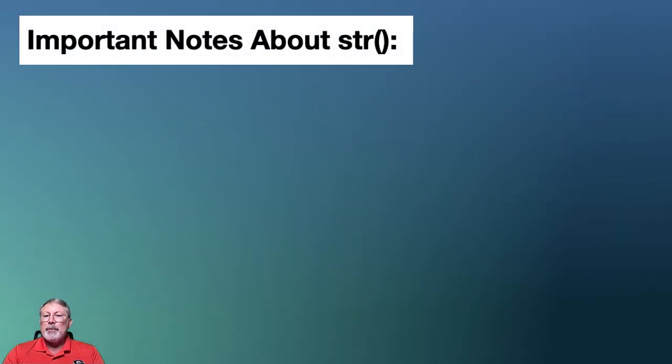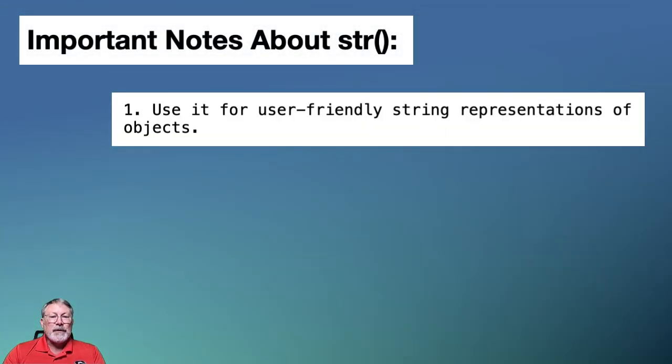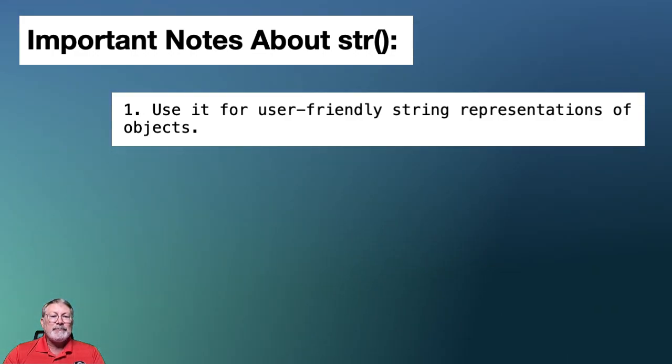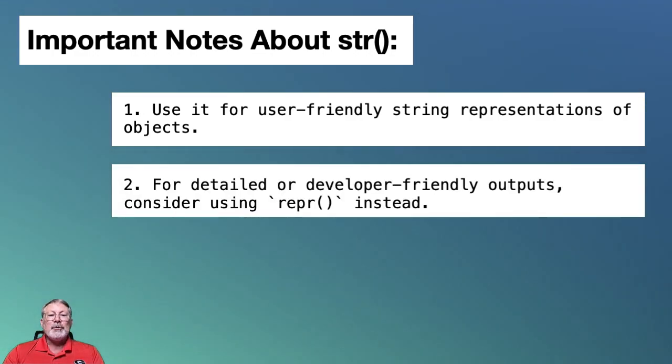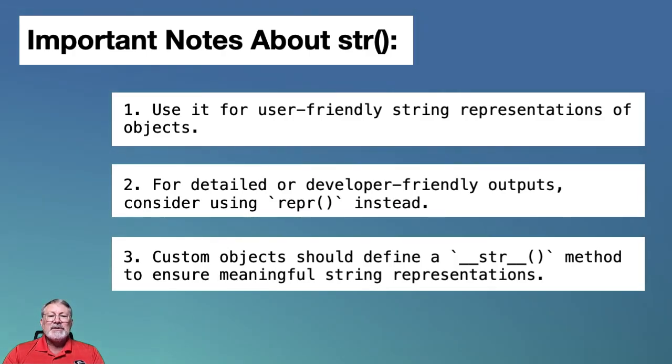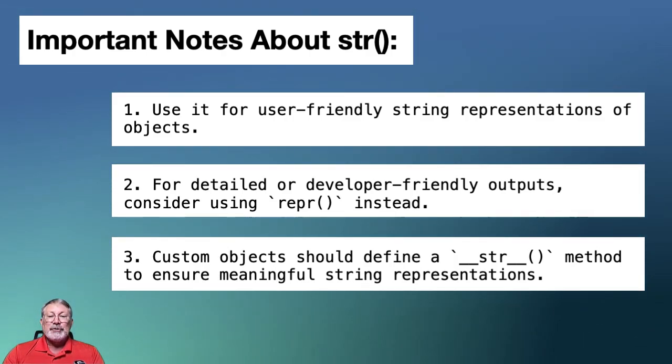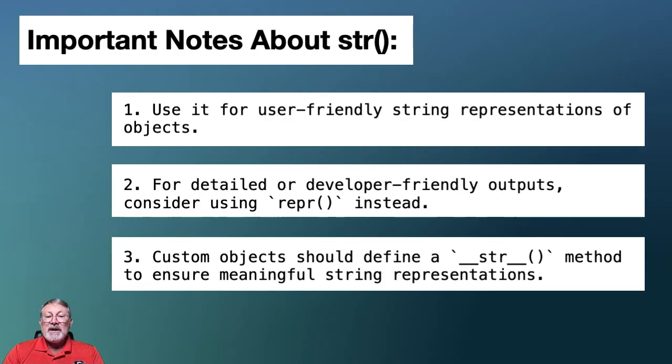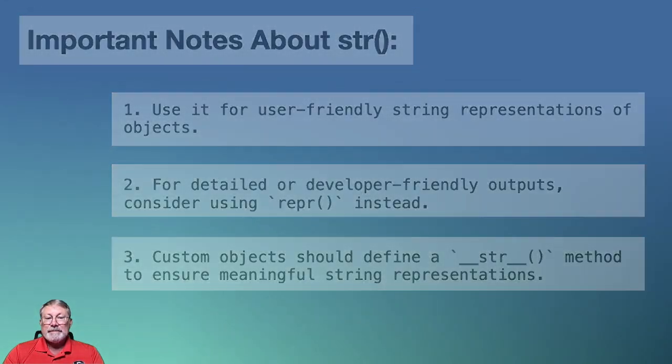Here are some important points about the str function. Use it for user-friendly string representations of objects. For detailed or developer-friendly outputs, consider using the repr function instead. Custom objects should define a __str__ method to ensure meaningful string representations.